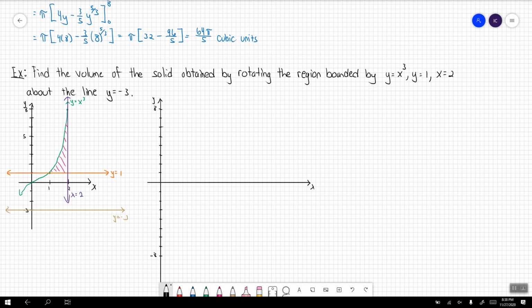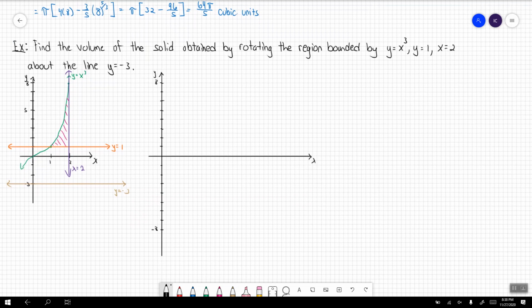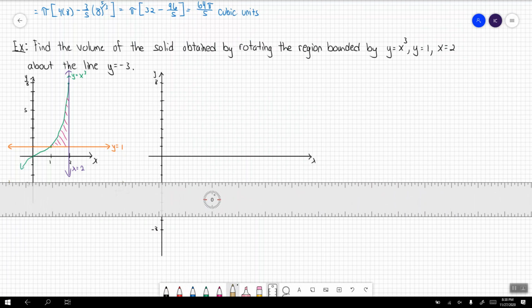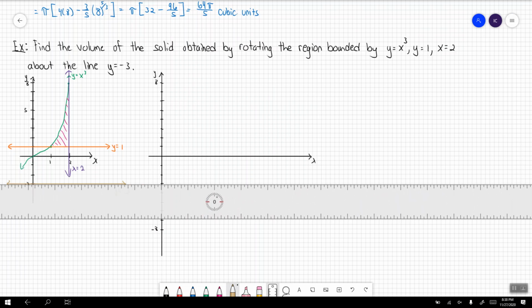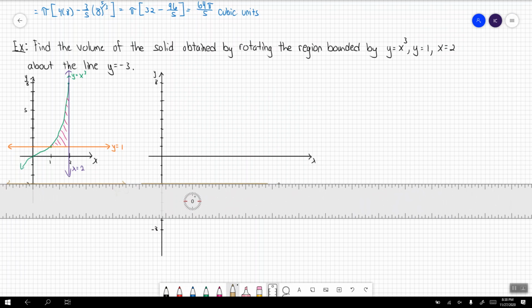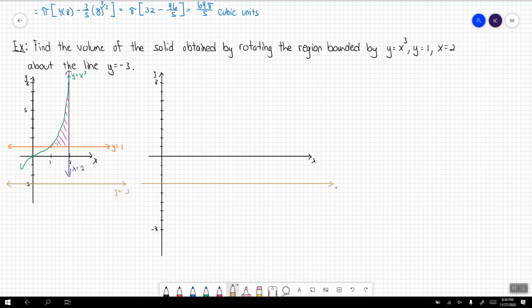All right, I'm also going to find y is equal to -3. And this is because I'm going to be rotating across y is equal to -3. All right, so let's identify that axis of rotation right down here. There we are. And again, this is where we are going to be rotating.